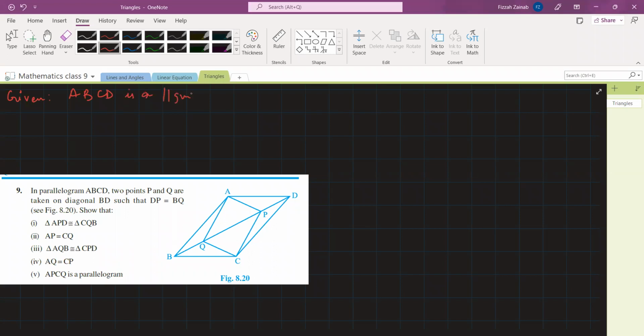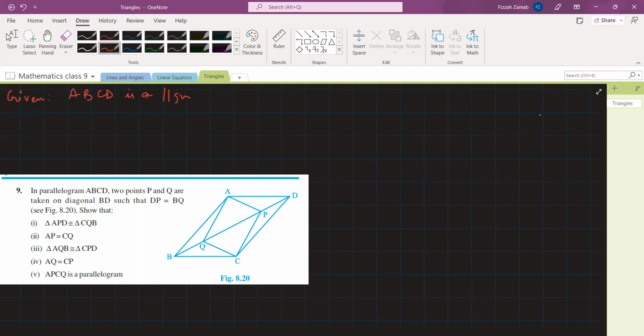So when I'm saying it's a parallelogram, that means all the theorems of parallelogram are now applicable on ABCD. Understand? All the theorems. That means opposite sides are equal, opposite angles are equal, opposite sides are parallel, and diagonals bisect each other and everything.